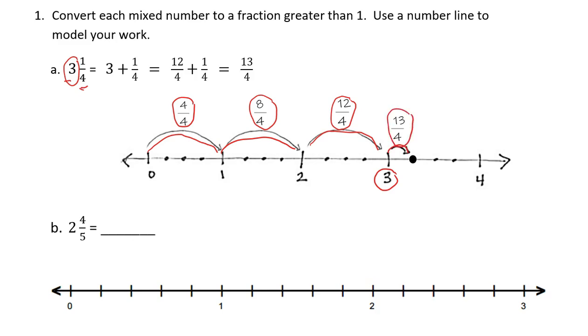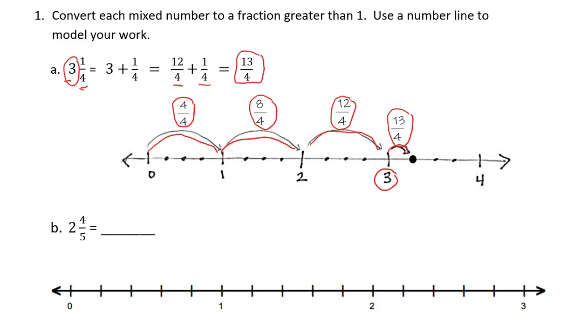That means I have a total of 13 fourths. 12 fourths make up the 3 wholes. And then I have 1 more fourth that I will add to it. That tells me that 3 1/4 is the same thing as 13 fourths.